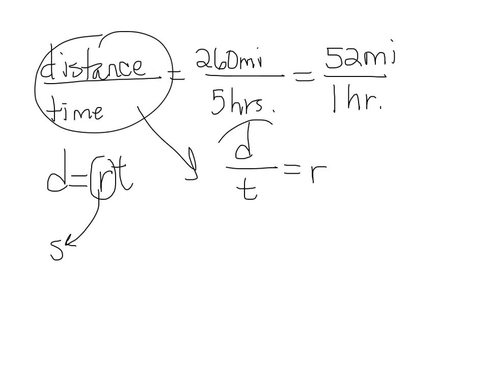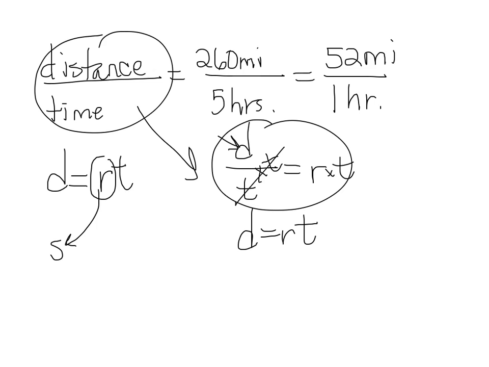If I just rearrange this formula for D, I'm going to multiply by T, multiply by T. This cancels out. I'm left with D equals R times T. Does that match? Yeah. It does. I'm just rewriting my formula so that I'm solving for D.